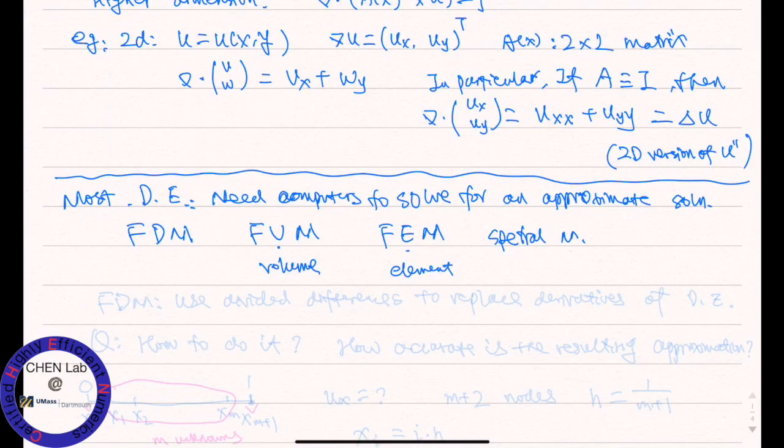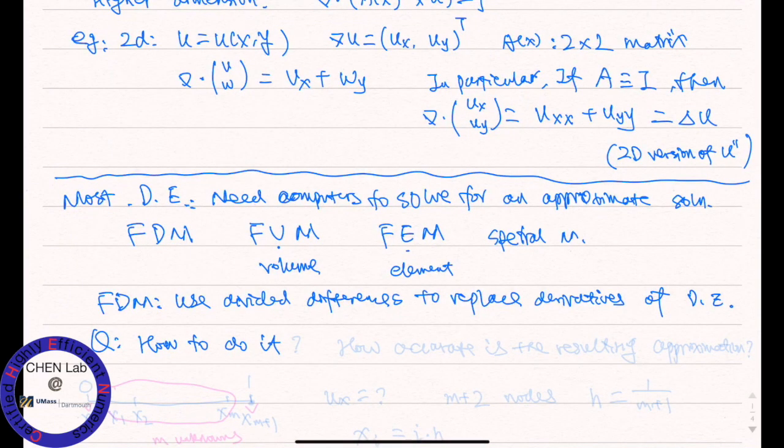So the overarching theme of finite difference is that it uses divided differences to replace derivatives of differential equations, first derivative, second derivative, and so on and so forth. Of course, the question then is how to do it, and also how accurate is the resulting approximation.